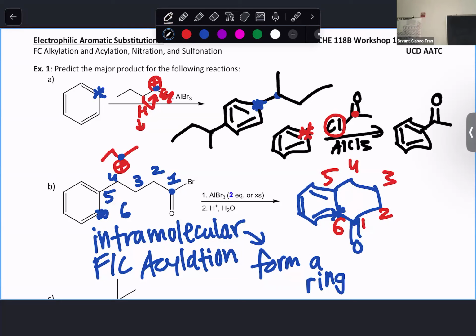It's going to be the same thing here, but this time our acyl group, like this could be Cl or Br, it's connected to the benzene ring. In this reaction here, they were separate. This is intermolecular Friedel-Crafts acylation.